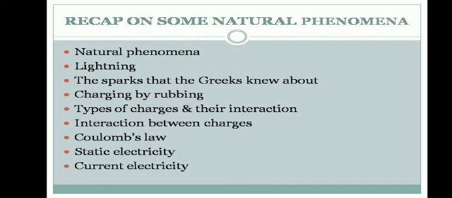Coulomb's law. Coulomb's law states that the force between two charged objects is directly proportional to the product of the quantity of charge and inversely proportional to the square of the separation distance between them. Static electricity. When two objects are rubbed with each other, it results in an electric charge which does not move. That is referred to as static electricity or static electric charge. Current electricity. The electric current results when the charge flows or moves from one point to another.